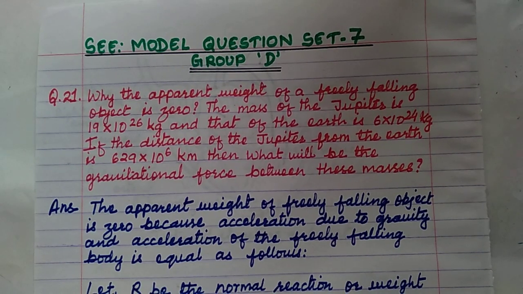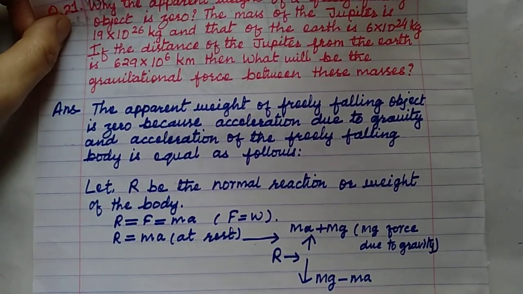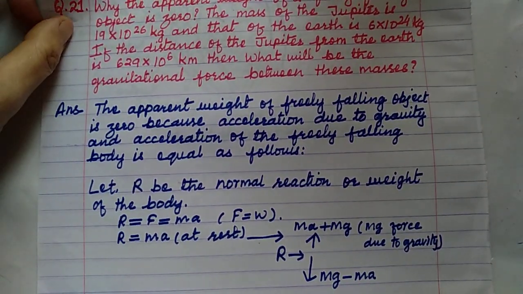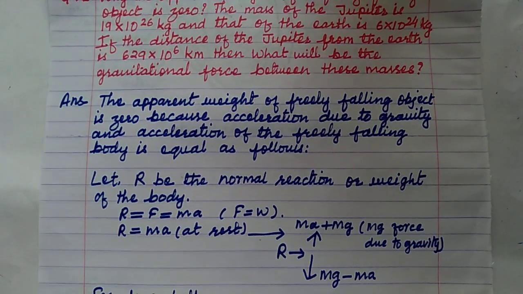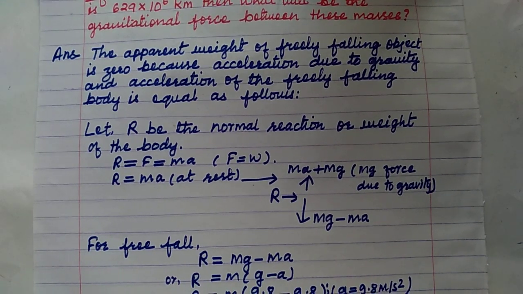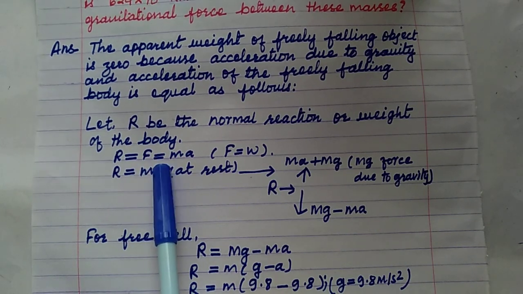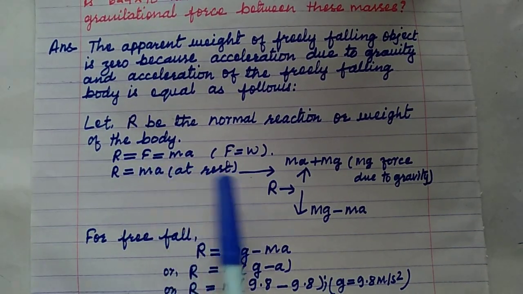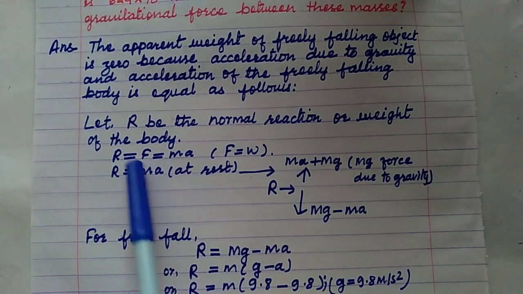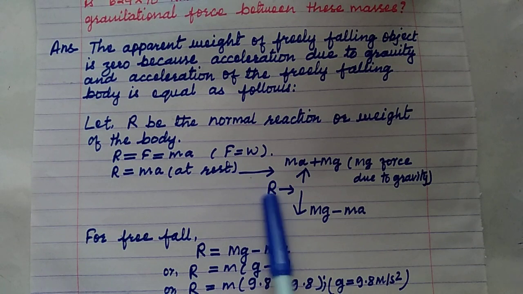Now we can understand it more in this manner. Let R be the normal reaction or the force due to weight of the body. Then we can write it this way: R equal to F or ma, force equal to mass into acceleration, or here force equal to weight. That means this is simply the weight at rest condition. When the body is at rest, then there is this force working on the body, ma.